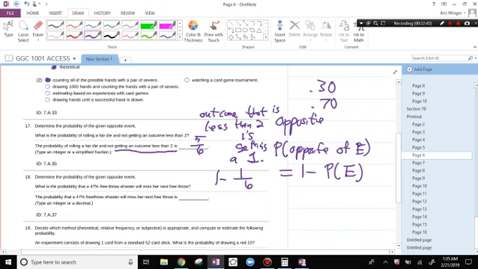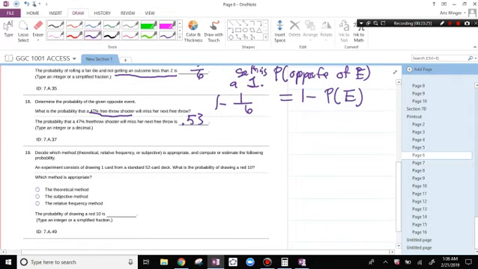Determine the probability of the given opposite event. What's the probability that a 47% free throw shooter will miss her next free throw? What does it mean to be a 47% free throw shooter? That means that they make it 47% of the time. So the probability that she will miss it is 100% minus 47%. They want you to write it as a decimal. Probabilities are decimals, so it's 0.53. So it's 53% that she'll miss, or 0.53 as a decimal.